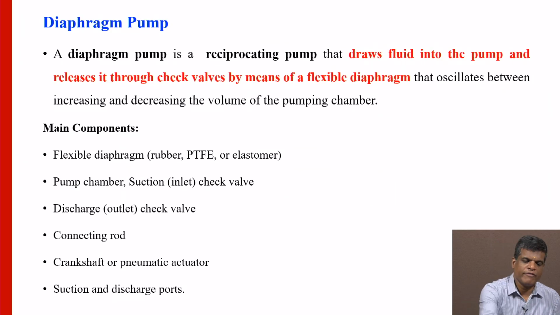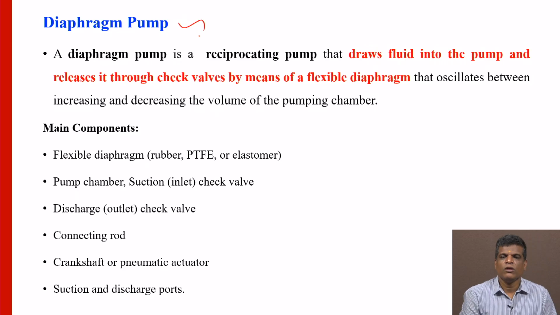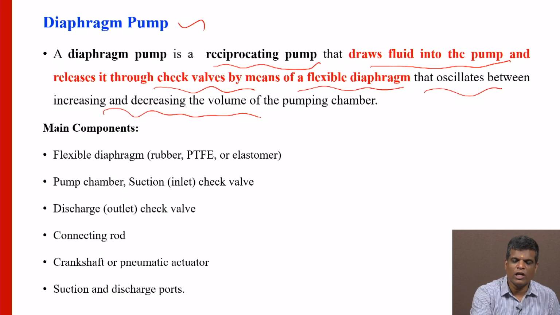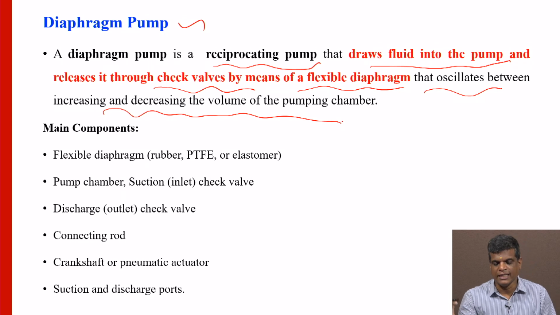So next is the diaphragm pump. So what is the diaphragm pump here? It's a reciprocating pump. It draws the fluid into the pump and releases it through the check valves by means of a flexible diaphragm. So it oscillates, increasing and decreasing the volume of the pumping chamber.